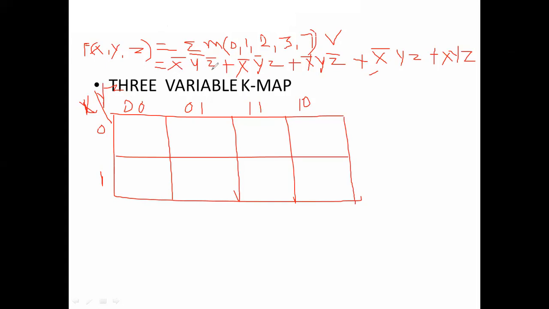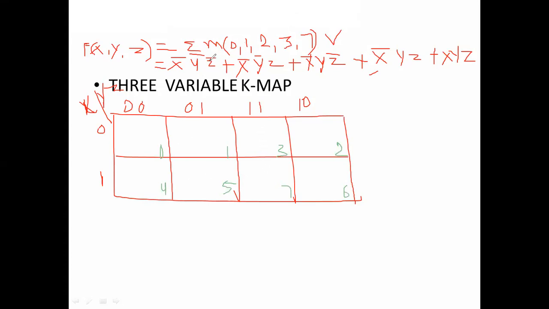See here x bar, y bar, z bar, that is here. Take the values also. This cell becomes 0, this cell value is 1, this cell value is 3. Compulsorily write these values also at the corners: 0, 1, 3, 2, 4, 5, 7, 6. So this is the general K-map. Now apply this expression to this K-map.